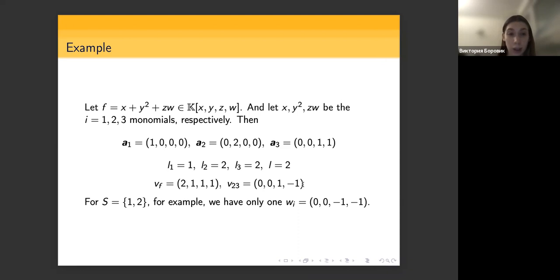It looks like this. So, for example, if we consider our set S as the set of 1 and 2, we will need to take such a basis. We will need to take V sub f, V sub 2, 3, and also we have only one W sub I. It is the vector 0, 0, minus 1, minus 1, because we should take zeros in the indices that belong to our S, and minus ones in the indices which don't belong to our set.